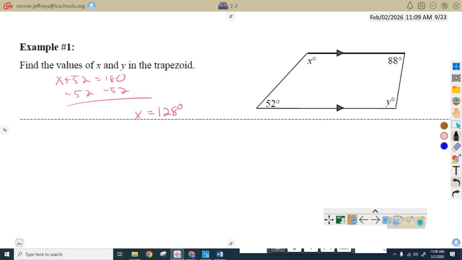All right. So how do you find y? Same process. Y plus 88 equals 180, minus 88, minus 88. So y is 92 degrees.